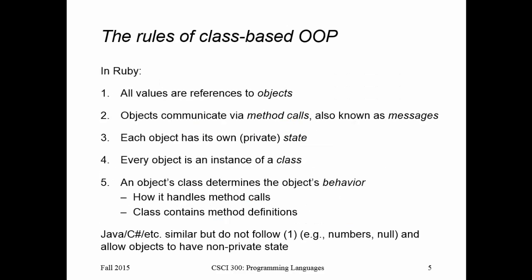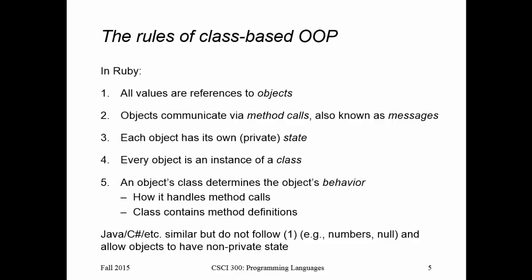Okay, the rules about class-based OOP, right? We refer to Ruby, and I already told you that in Ruby, everything is an object. So if we want to use some methods or access some variables, actually we cannot access the variables in a Ruby class, because every instance variable is private.